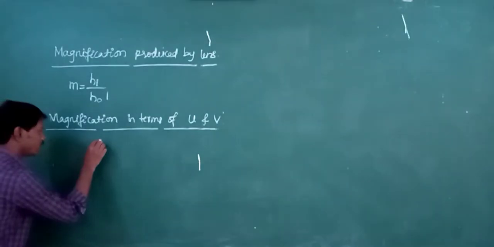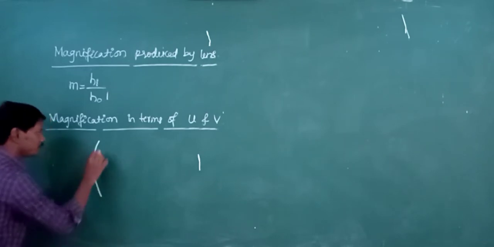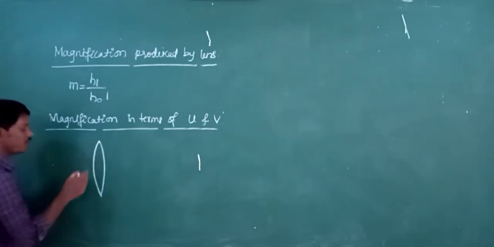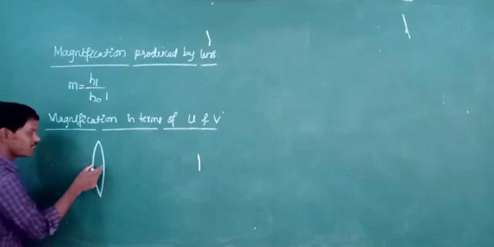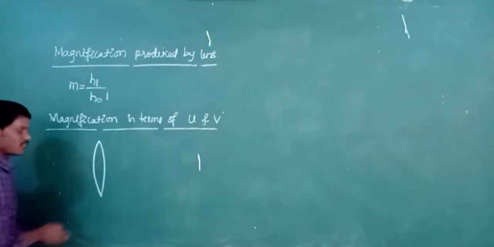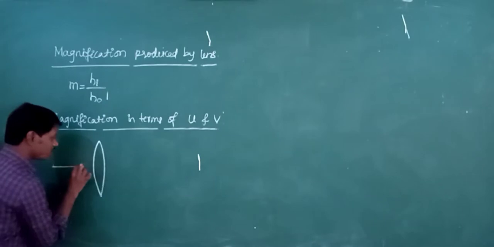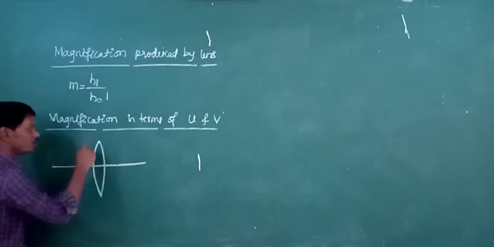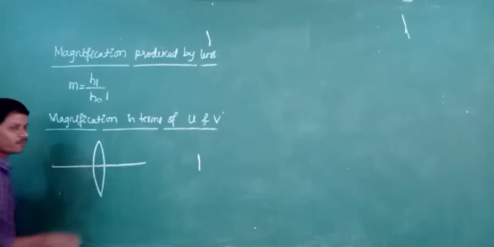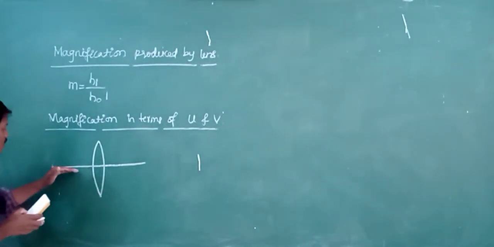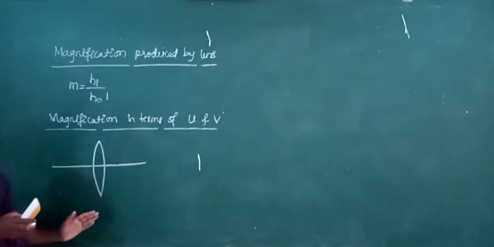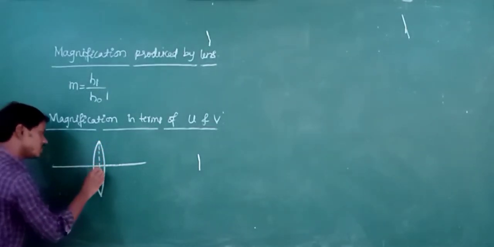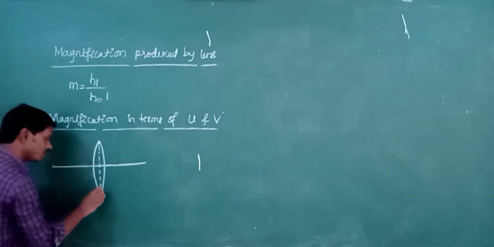Now let us draw the diagram. It is a convex lens. Convex lens means it is a lens which is thick at the middle, thin at the edges. Now the line which is passing through the optical center and centers of curvature of both curved surfaces is called principal axis, and this principal axis is perpendicular to the lens. To this lens, this principal axis is perpendicular.